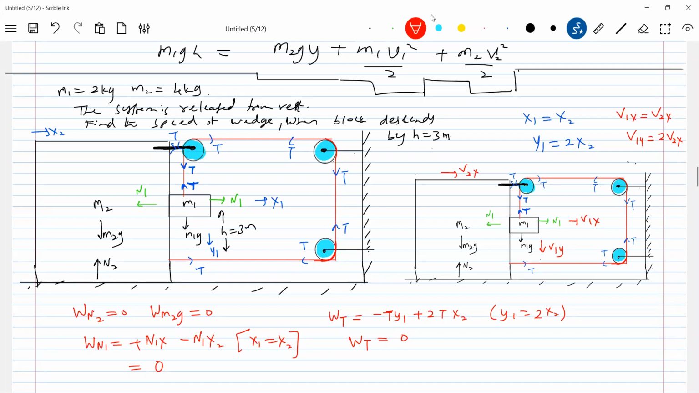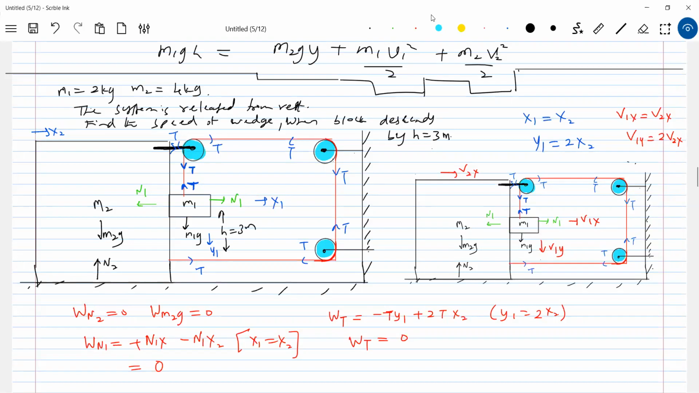What about normal contact? It does positive work on the block M1. It does negative work on the wedge. Tension does negative work on the block M1. It does positive work on the block M2. Net work done by tension, 0. Normal contact N1 does positive work on the block M1. It does negative work on the wedge. How can you say, sir, negative? Look at X2 and N2, opposite, no? So negative work. N1 and X1, same direction, so positive work.